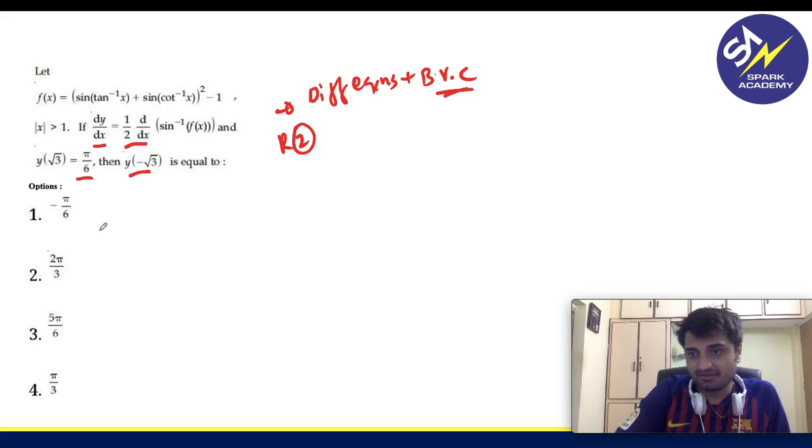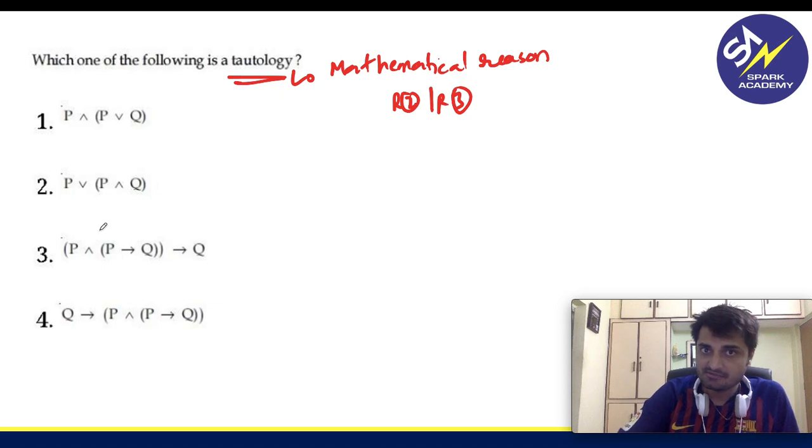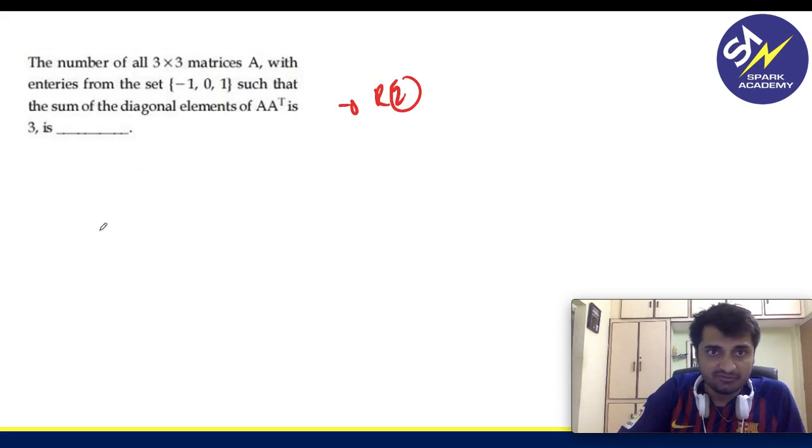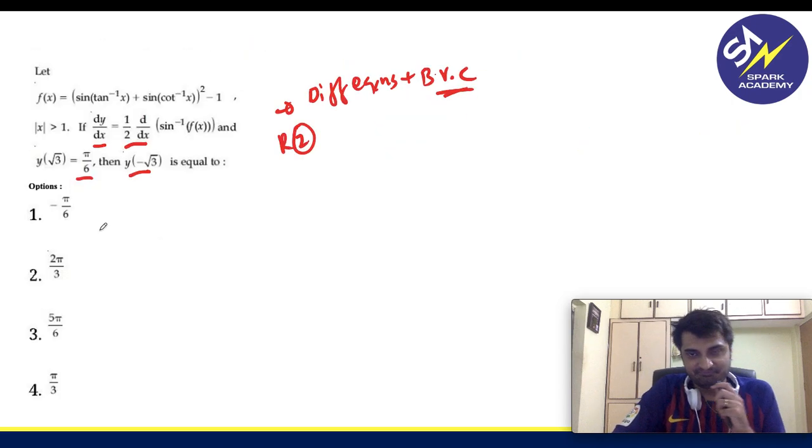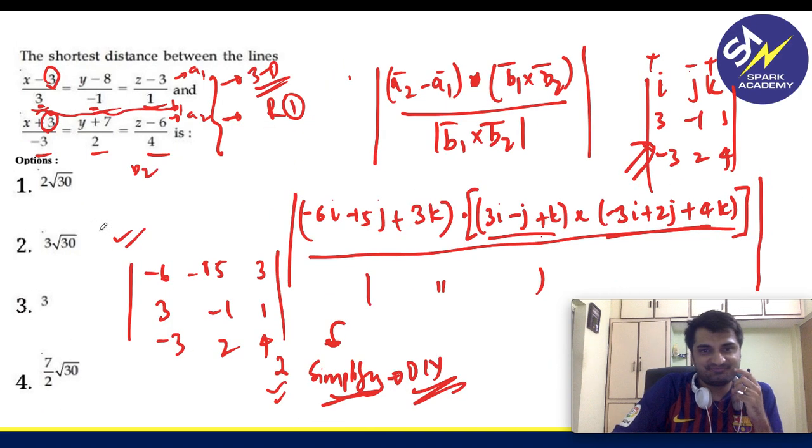One more differential equation question. So I am doing it in round 2. Tautology round 2. This also in round 2. This also in round 2. Okay. Now first round done, guys.